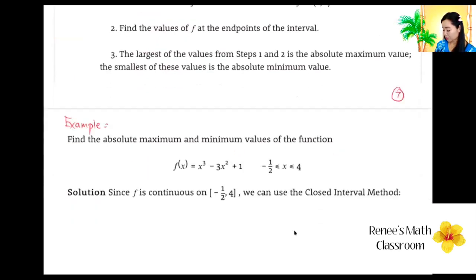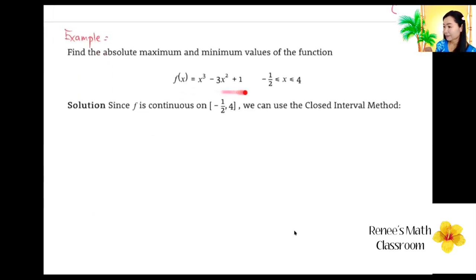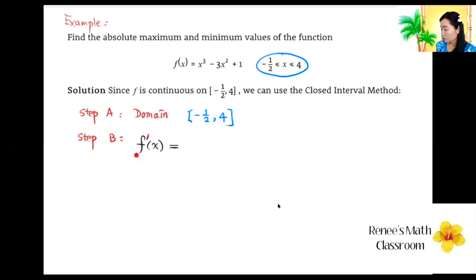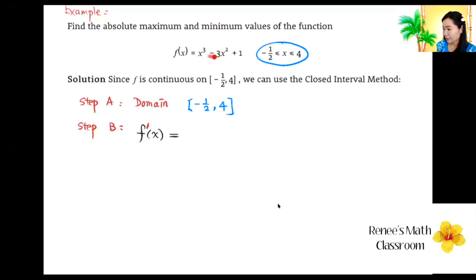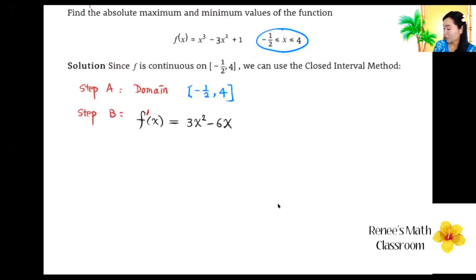Okay, let me give you this example over here. Let's do this together. Let me outline the steps for you. The first step is to state the domain, so make it clear what the domain is. The domain over here is this closed interval. The second step is to differentiate the function to find critical numbers. This is a polynomial. Differentiate this, what do you get? So you have 3x squared minus 6x, right? Now you're going to factor this because we're trying to find when this equals 0.